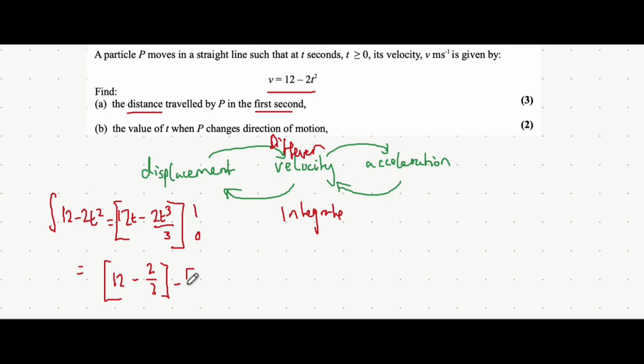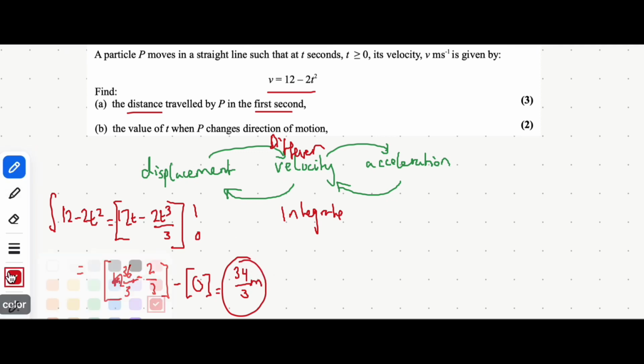And you take away from that what you get when you put the lower limit into this whole expression, which is just 0. Now 12 take away 2 over 3. Well, 12, we can rewrite as a fraction over 3 to make it easy to subtract, which is 36 over 3, because 36 divided by 3 is 12. 36 take away 2 is 34, so the final answer is 34 over 3. That's the number of meters traveled in the first second.